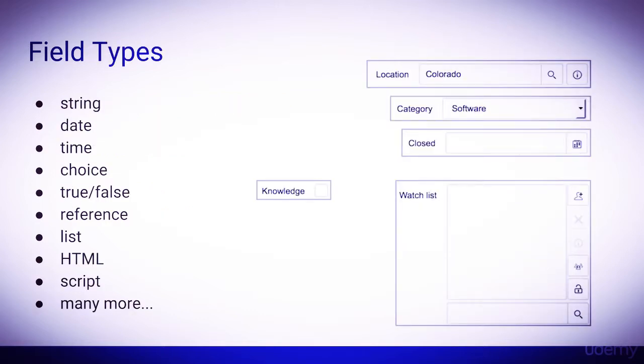Let's now cover some of the most important field types in ServiceNow. There are string fields, date fields, time fields, choice fields, true-false fields, list fields, HTML fields, script fields, and reference fields, which are so important they get their own slide.